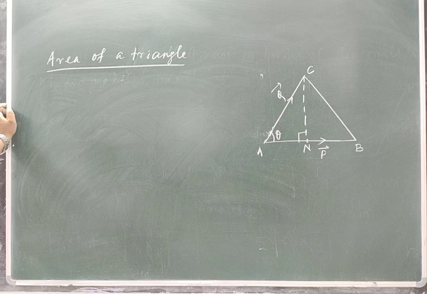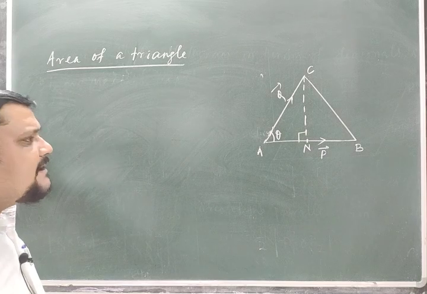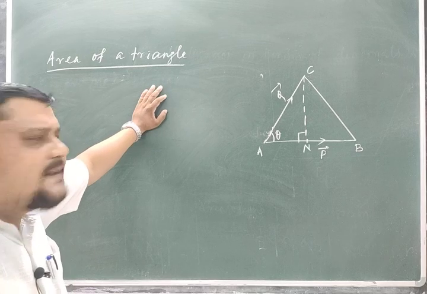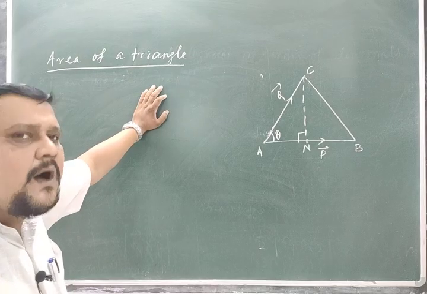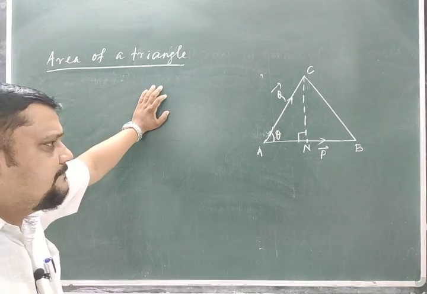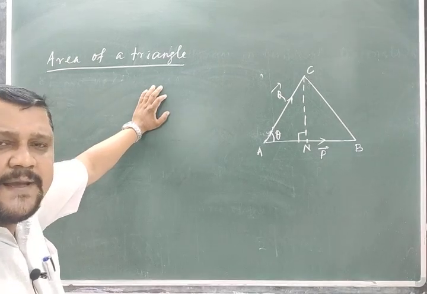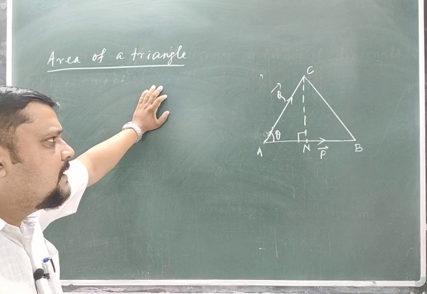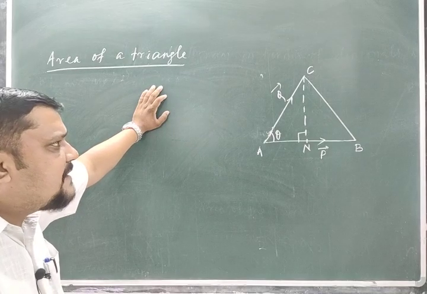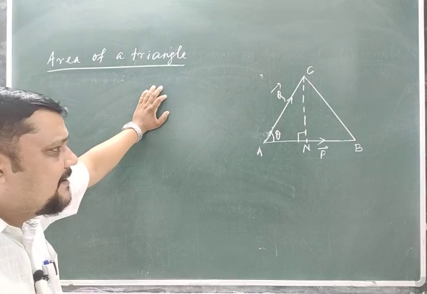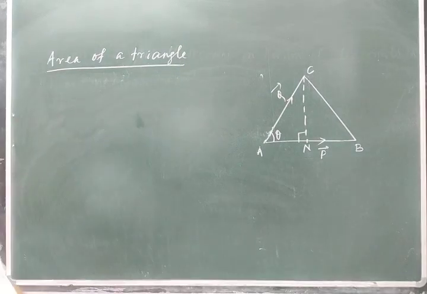Now, I draw a perpendicular from C upon AB, which meets at N. So, let P and Q be the two vectors representing the sides AB and AC of a triangle ABC. Theta is the angle between the two vectors P and Q. Draw a perpendicular from C upon AB, which meets at N. That I have drawn here.